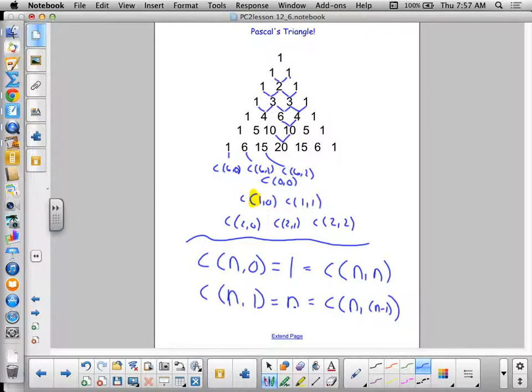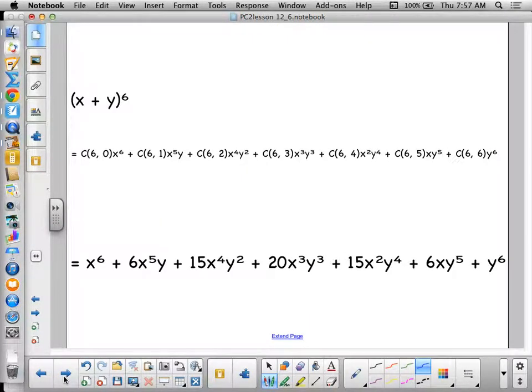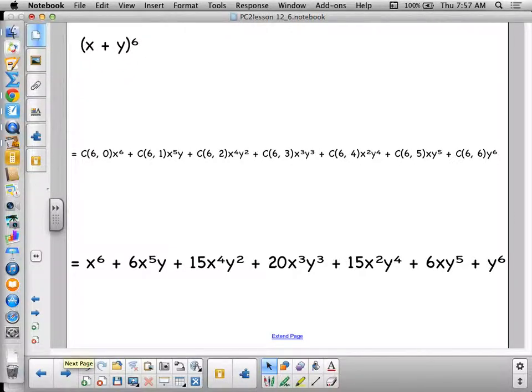Why is all this important? Why do we care about combinations and stuff like that? Because these combinations, these elements of Pascal's triangle wind up being our coefficients in binomial expansion. When I expand a binomial, we could practice this, but really that's just punching numbers in the calculator. Want to expand a binomial, say x plus y to the 6th power.